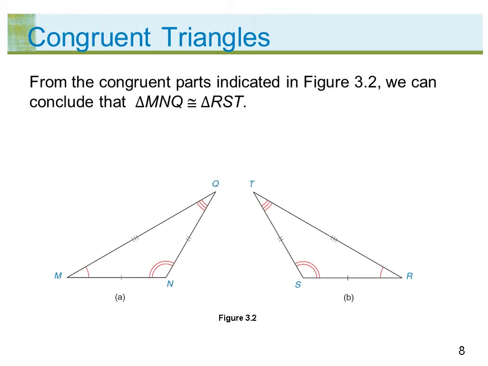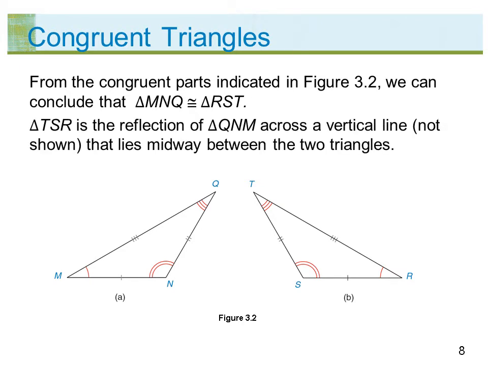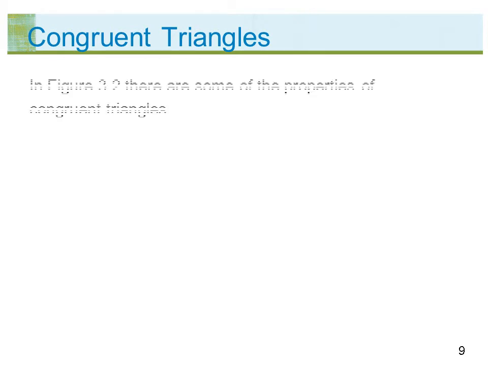From the congruent parts indicated in Figure 3.2, we can conclude that triangle MNQ is congruent to triangle RST. Triangle TSR is the reflection of triangle QNM across a vertical line, not shown, that lies midway between the two triangles. In Figure 3.2, there are some of the properties of congruent triangles.